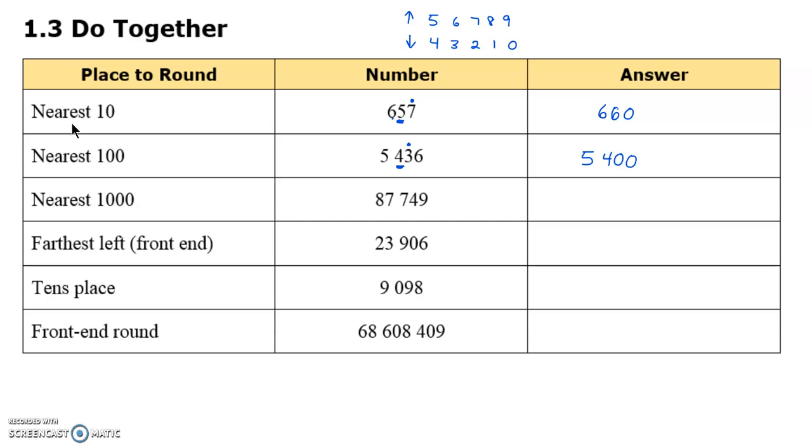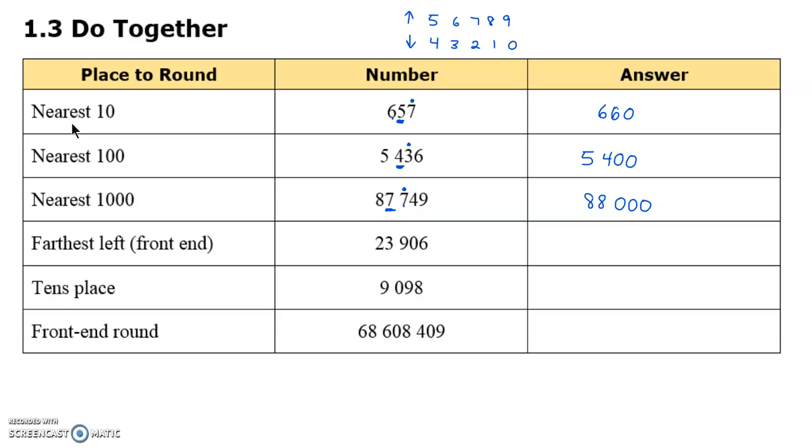For our nearest thousands, we're going to our thousands place. We look next door. We've got a 7. The 7 is deciding. That's going to push up. So the 8 stays the same. This 7 now gets pushed up to an 8. We get 88,000. The 7, the 4, and the 9 all become zeros. 87,749 is closer to 88,000 than it is to 87,000. So if you think of it in terms of money too, it can really help.